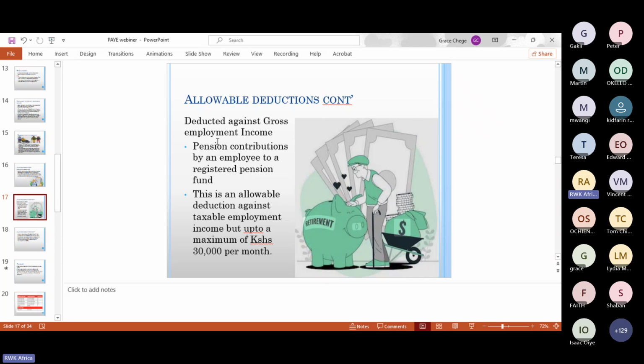In the case of pension contribution, if you have contributed to a registered pension scheme or a registered pension firm, this contribution is an allowable deduction up to a maximum of 30,000 Kenya shillings per month and 360,000 Kenya shillings per annum.